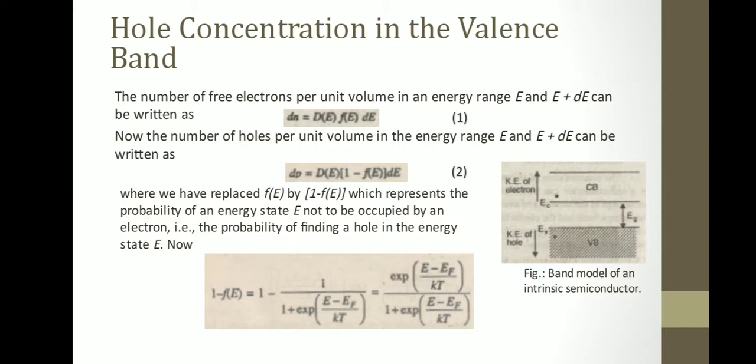In this diagram we can see the horizontal lines: the lower one, the dashed line, is the valence band, and the upper one is the conduction band. The line EC represents the energy of the conduction band, and EG is the band gap between the conduction and valence bands. This is the band model of an intrinsic semiconductor.